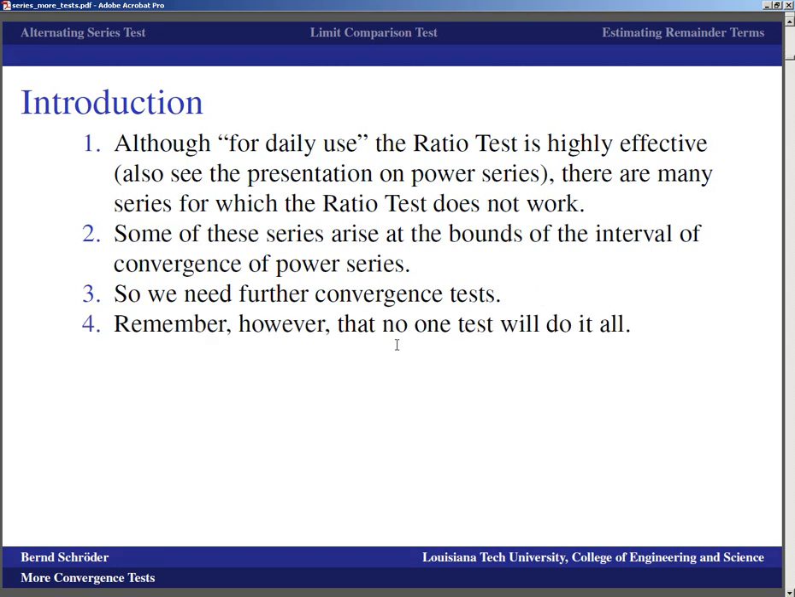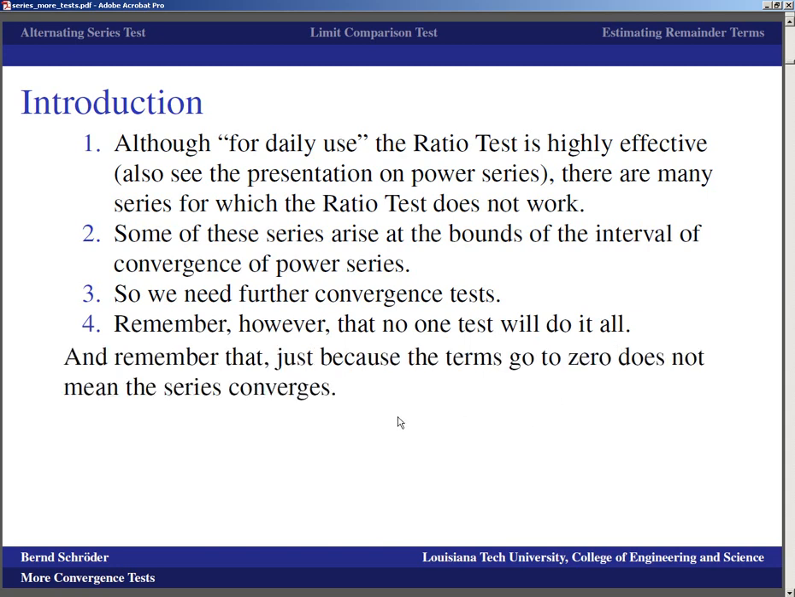Remember, however, that no one test will do it all. There is no single convergence test that says, give me an arbitrary series, and here's when it converges, and here's when it diverges. And the other thing that I want you to remember is that common mistake: just because the terms go to 0 does not mean the series converges. So remember the harmonic series, the sum n equals 1 to infinity of 1 over n. That is a sum of terms that go to 0, but the sum itself is infinite.